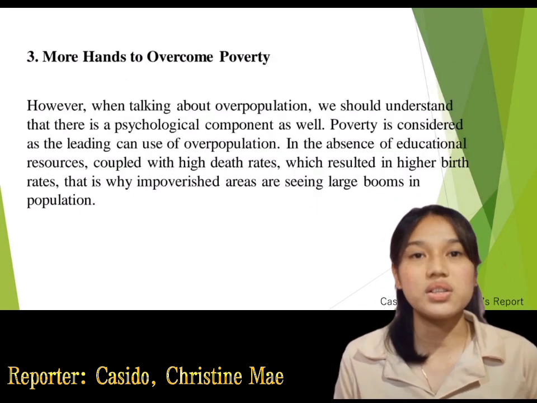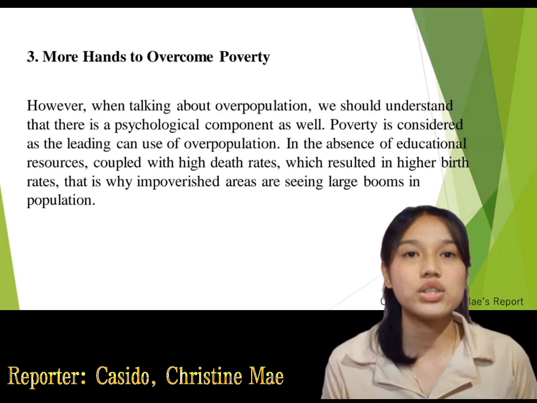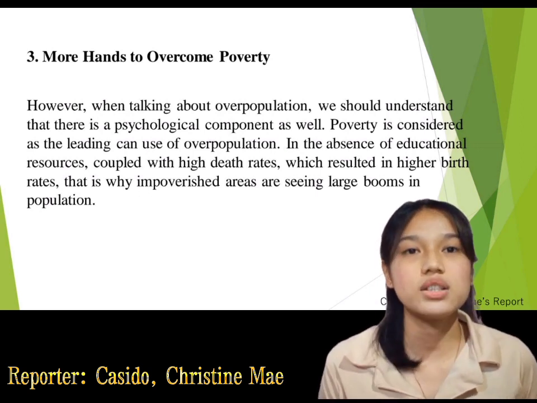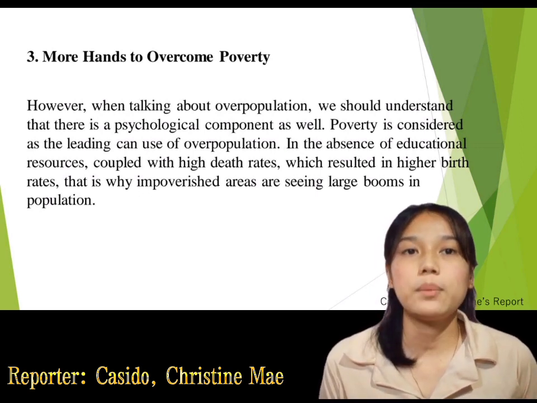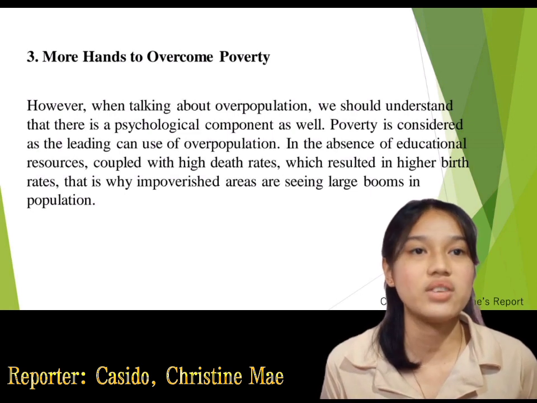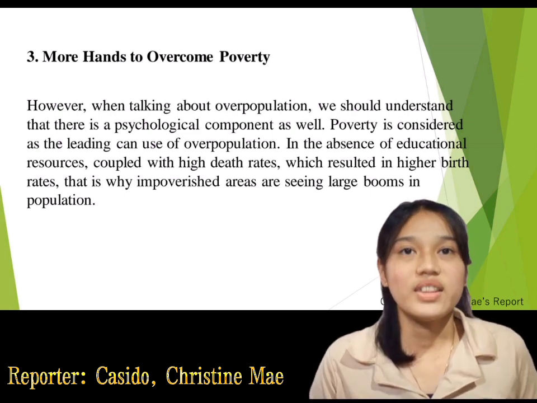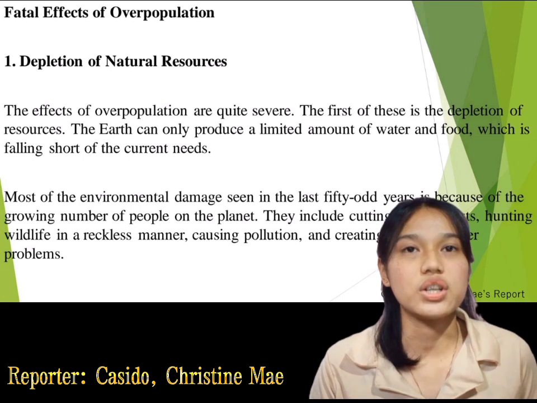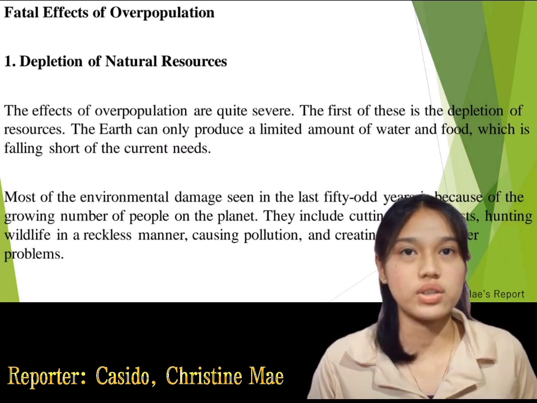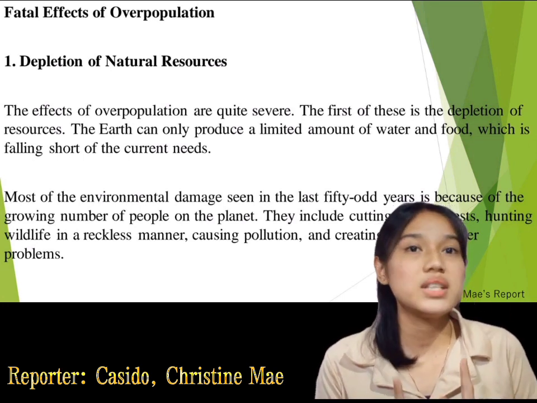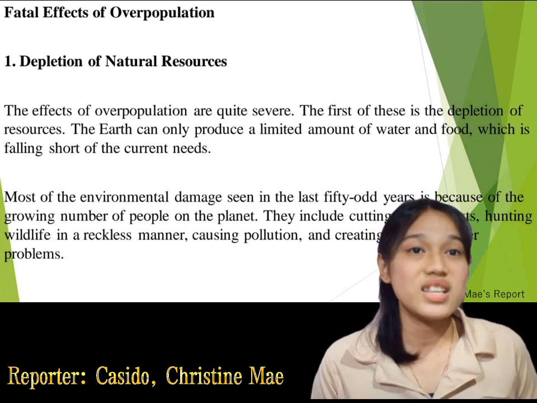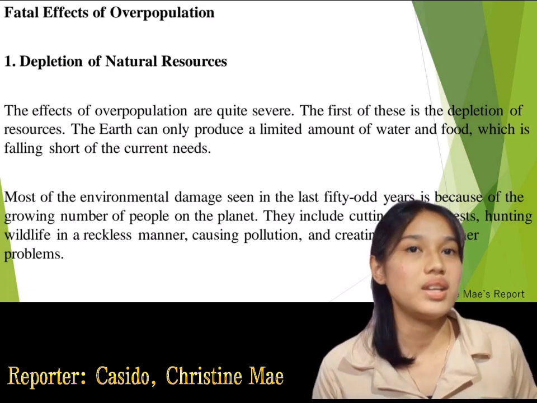So the third cause of overpopulation is more hands to overcome poverty. These factors caused by poverty make people produce large families and in turn increase the overall population. The fatal effects of overpopulation. First is the depletion of natural resources. The earth can only produce a limited amount of water and food, which is falling short of the current needs.